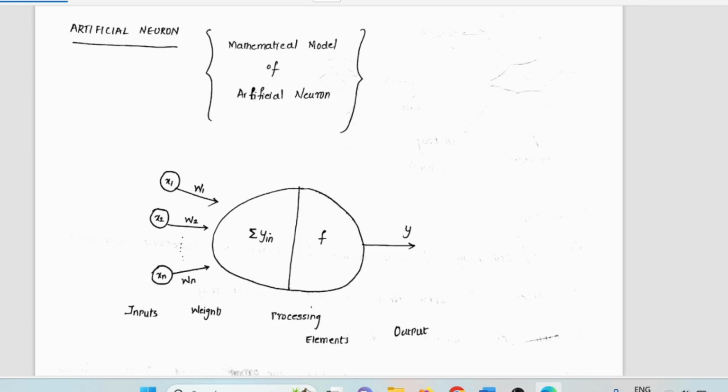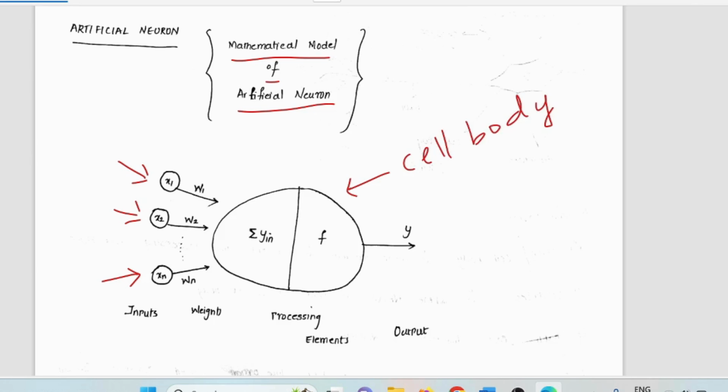So next we are going to study the structure of an artificial neuron, or the mathematical model of an artificial neuron, which is inspired by the biological neuron. We saw that inside a biological neuron, various inputs come from other neurons. They are processed inside the cell body, and then an output is generated, and this output will be given to various other neurons. This is what we saw.